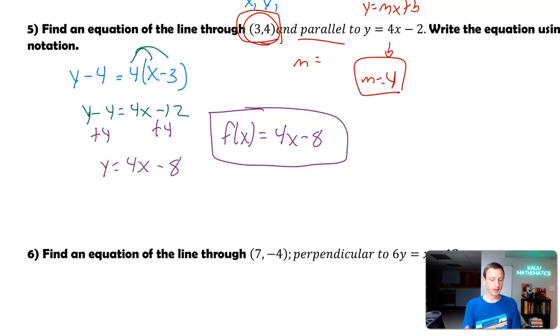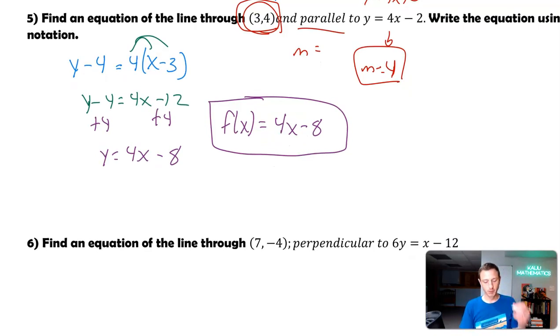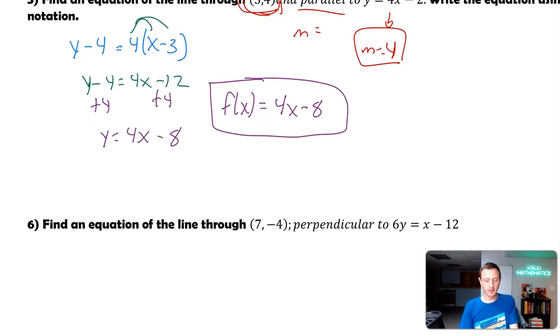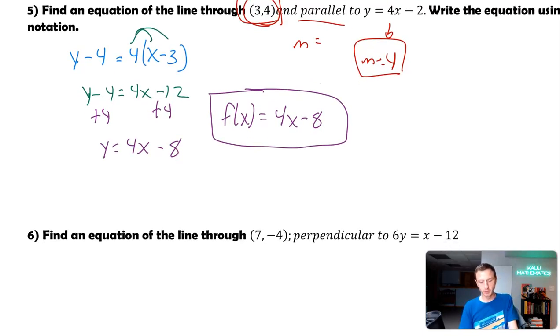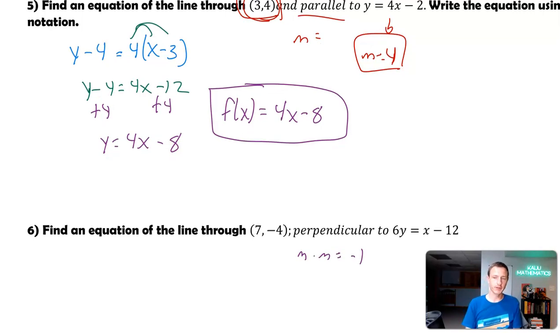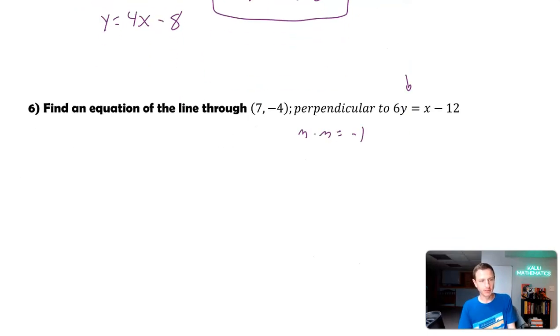The next one though, I already mentioned, this is going through a point and it's perpendicular to that line. So perpendicular, that means that we have negative reciprocals. So if we were to multiply the two slopes together, so m times m, if you want to think of it like that, it equals negative 1. They're negative reciprocals of one another. So let's get the slope off of this equation, but look, this equation here, let me scroll this down a little bit. This equation is not in the y equals mx plus b form.